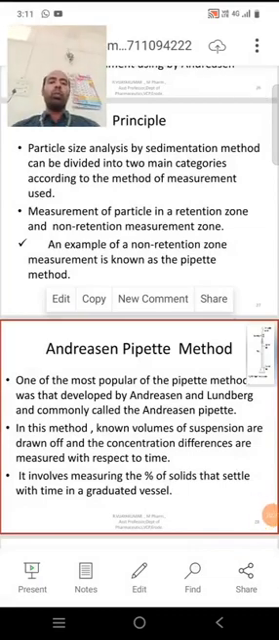In this method, known volumes of suspensions are drawn off and the concentration differences are measured with respect to time. It involves measuring the percentage of solids that settle with time in a graduated vessel.